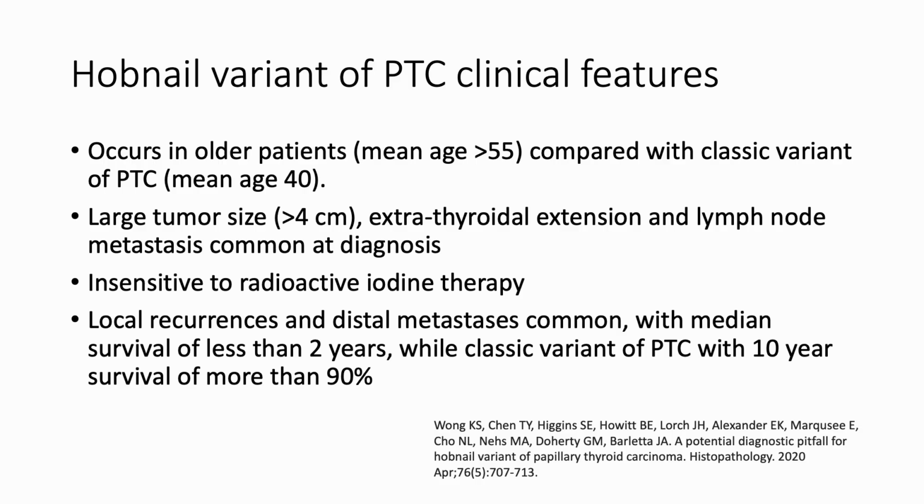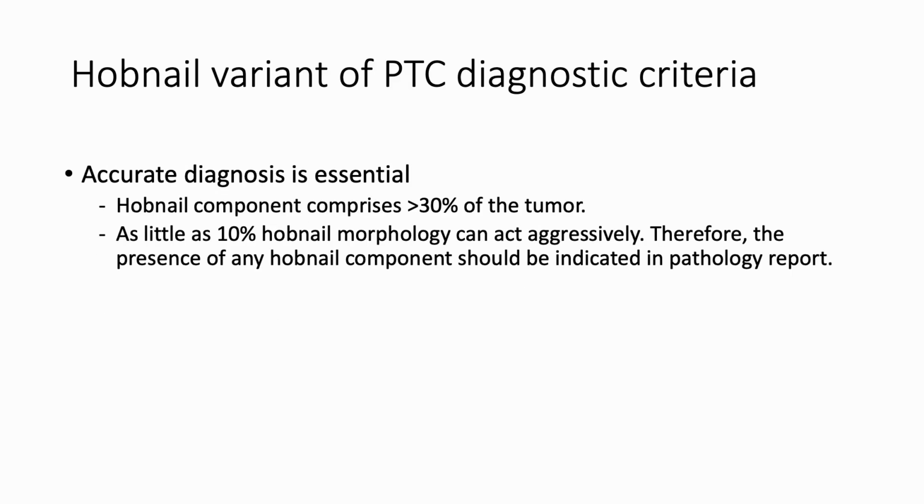All these features are in contrast with classic variant of PTC, which is seen in younger patients, is sensitive to radioactive iodine therapy, and usually has excellent prognosis, with 10-year survival of more than 90%. Thus, accurate diagnosis of hobnail variant of PTC is essential for patient treatment and prognosis. To diagnose hobnail variant of PTC, the hobnail component should comprise more than 30% of the tumor. However, as little as 10% hobnail morphology can act aggressively. Therefore, we need to report the presence of any hobnail component in our diagnosis.